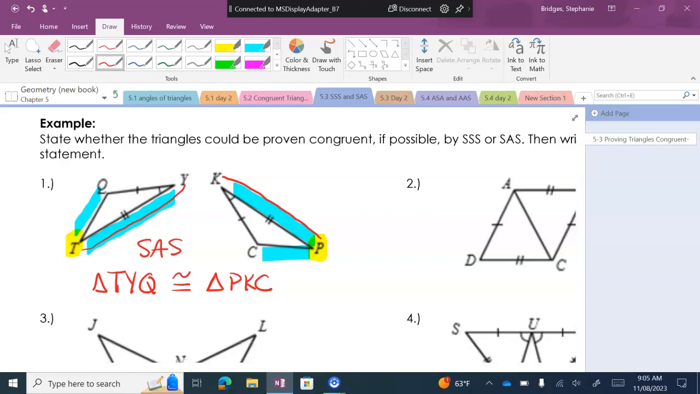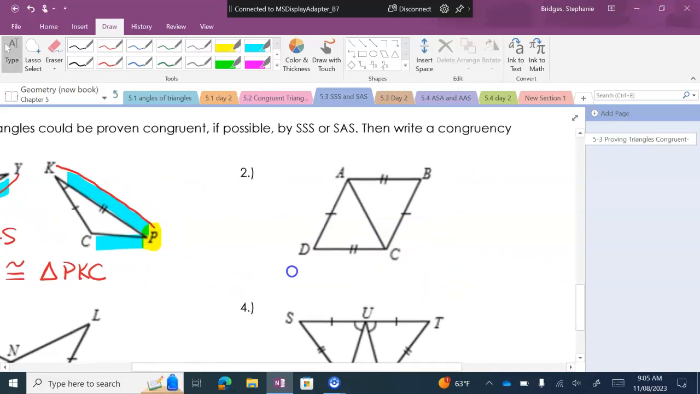Is everybody okay with that? All right, let's look at 2. How many pairs of sides do I have marked congruent there? 2. But look at that side AC. Is that the same side in both of my triangles? It is, isn't it? It's the same side, it's shared. So can something be congruent to itself? So even though it's not marked, technically that side is congruent to itself.